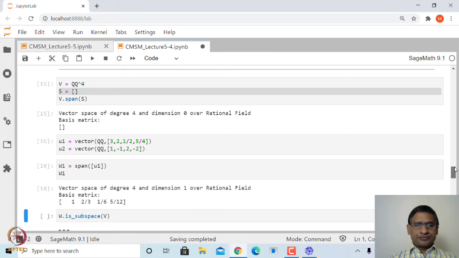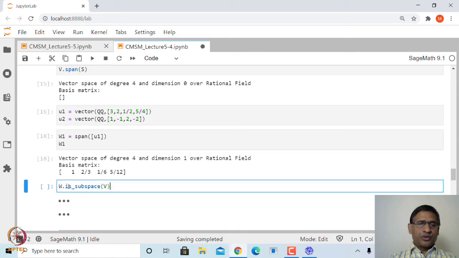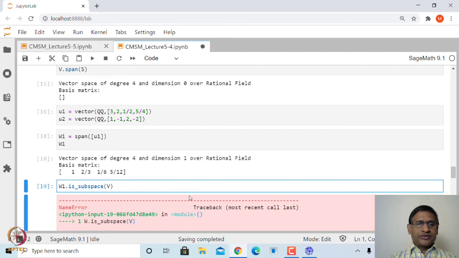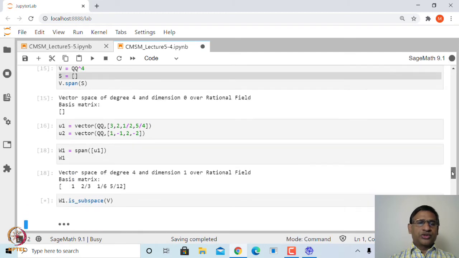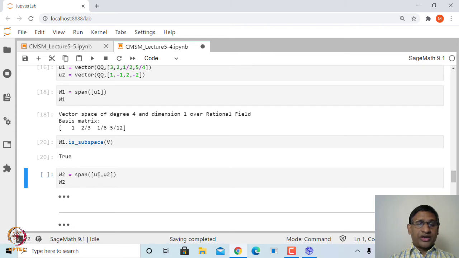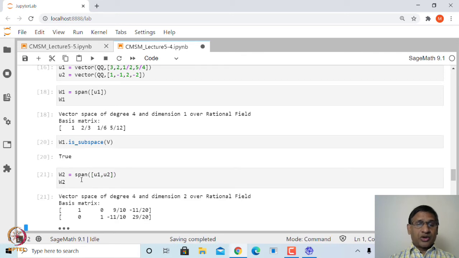Similarly, you can check whether W1 is a subspace of V. So how do I check? W1.is_subspace(V), and the answer, again it is W1, is True. So W1, which is the linear span of the singleton set u1, is a subspace of V. Similarly, you can define the span of u1 and u2. So that's the set u1 and u2, and I'm calling this W2. So W2 is a vector space of degree 4, dimension 2 over the rational field, right?